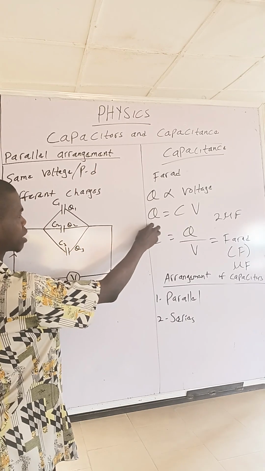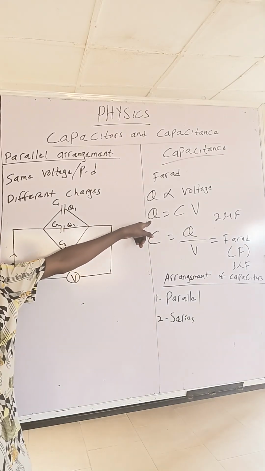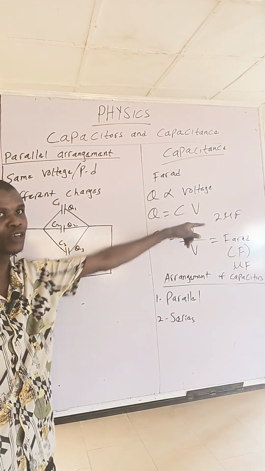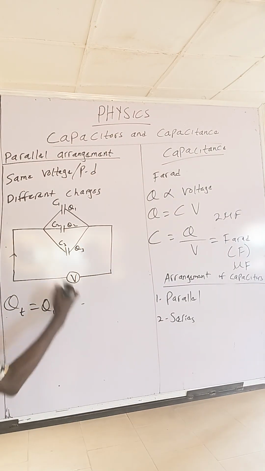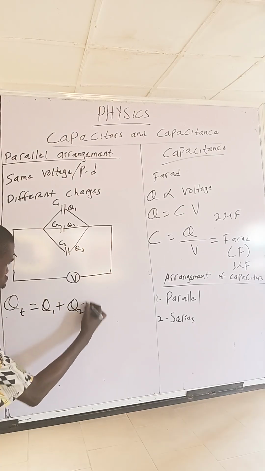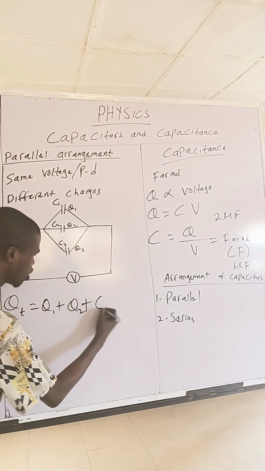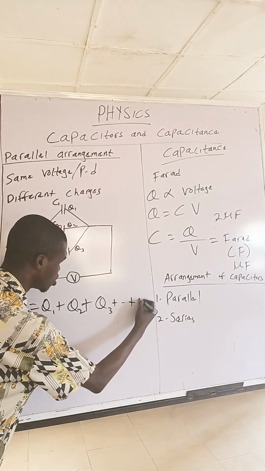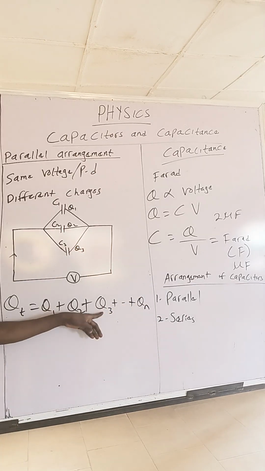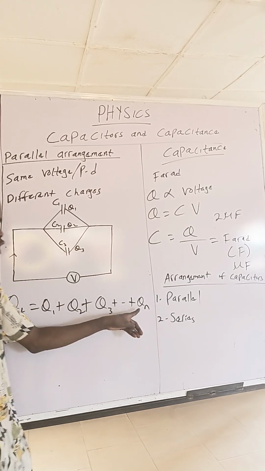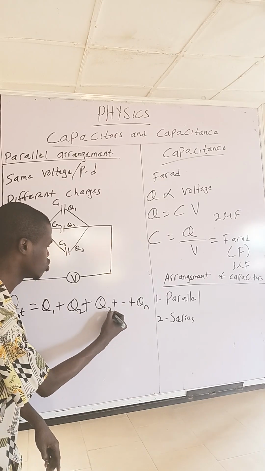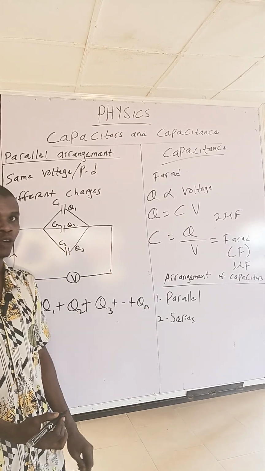From here, we know that capacitance, voltage and charge are related with the formula Q equals CV. So you can now say the total charge that flows across them is equal to the charge across capacitor 1, Q1, plus the one across the second, Q2, plus the one across the third, Q3, up to wherever you are going. If it is more than 3, say 5, you have Q4, Q5. If it's 10, it is Q4, Q5, Q6 up to Q10, in that order.